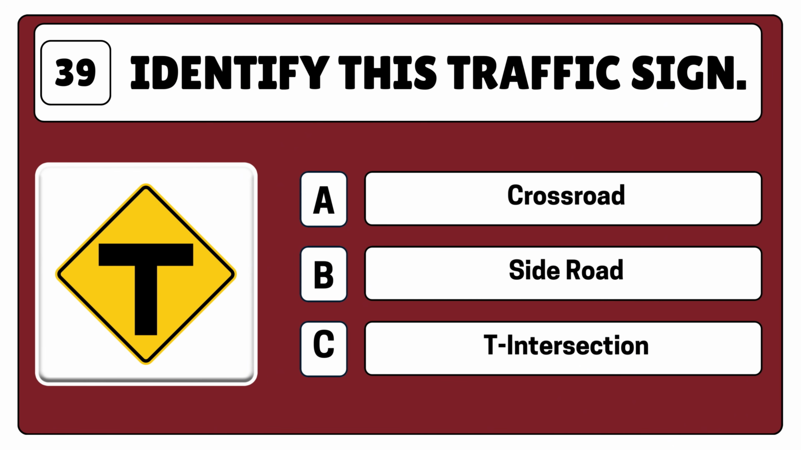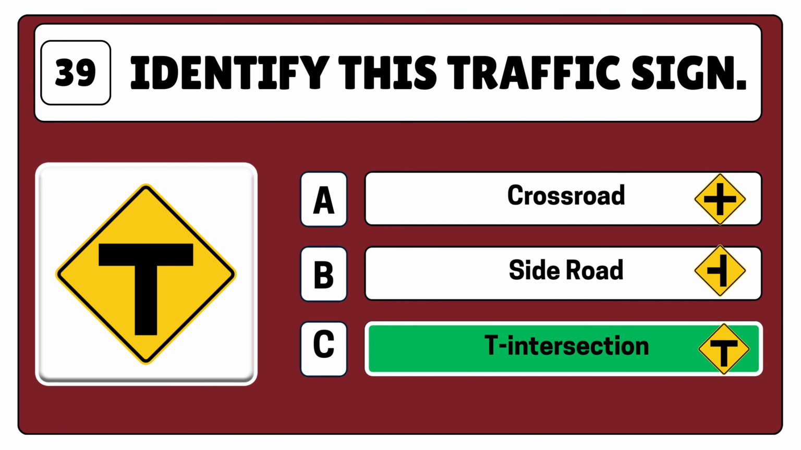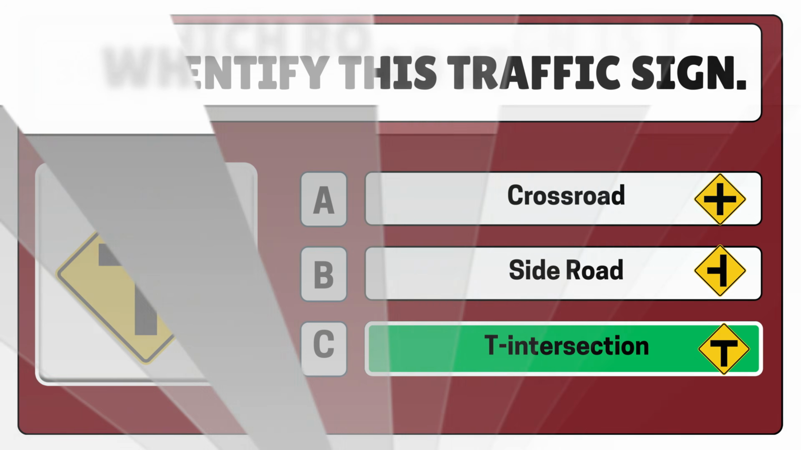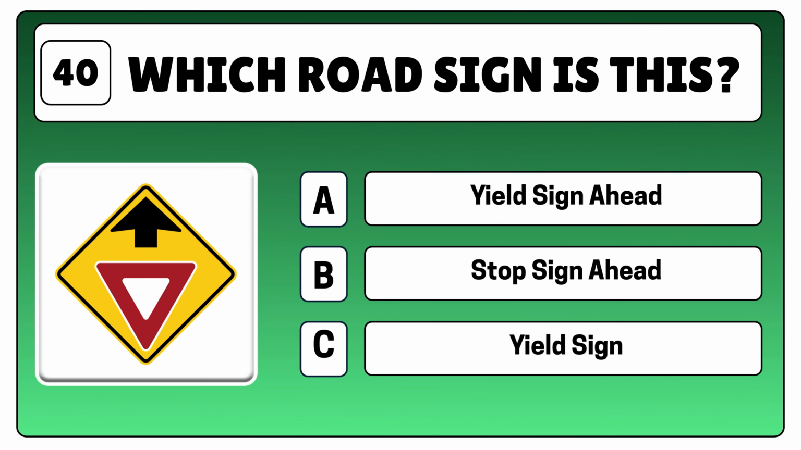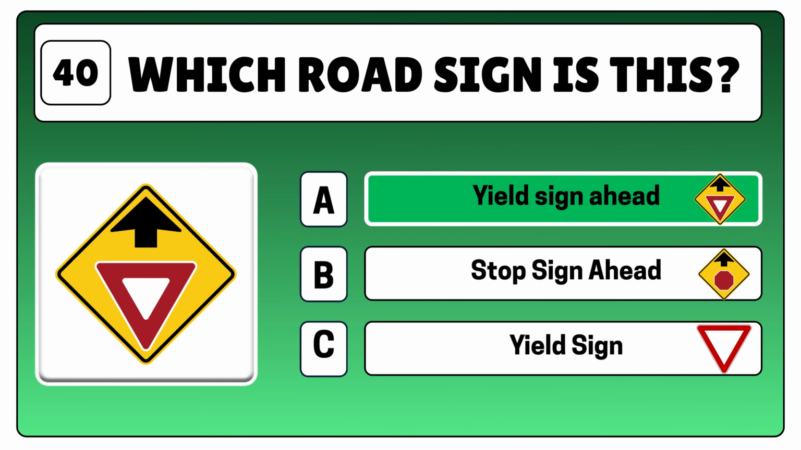Identify this traffic sign. Fantastic. That is the T intersection sign. Which road sign is this? That's right. This is the yield sign ahead.